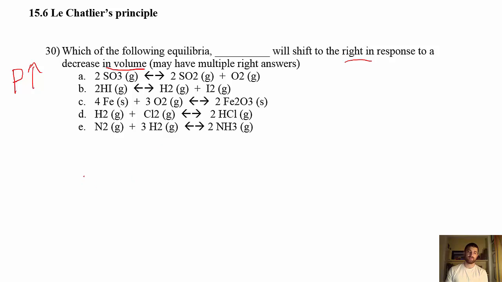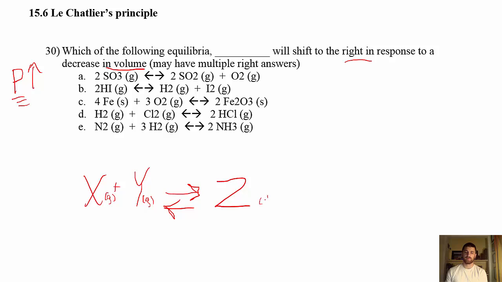All right, and if we have an equilibrium with gases, right? Pressure only affects gases, so these would all have to be gases. Well, how is pressure going to affect it? The way I think of it is if you've got high pressure, you're going to favor the side with less gas.